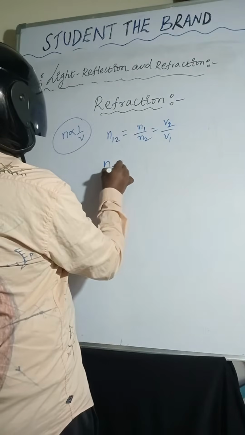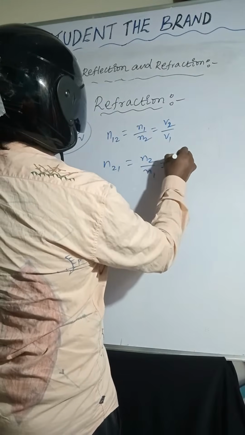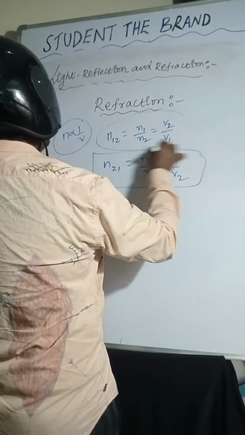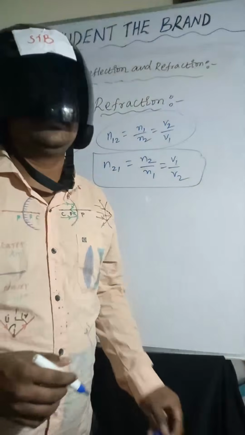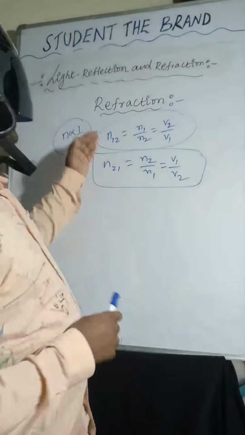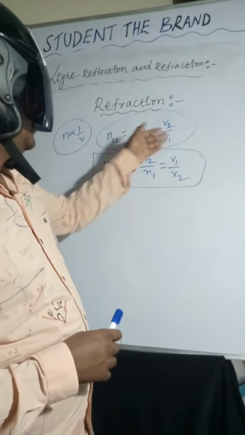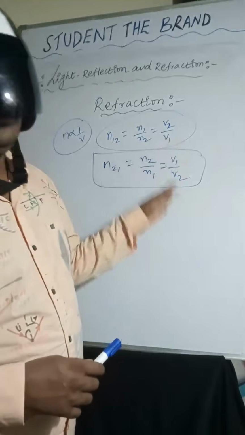So n21 equal to n2 by n1, which is nothing but v1 by v2. I hope it is very clear. Just check once. Here I am saying n12 equal to n1 by n2, that is v2 by v1. n21 equal to n2 by n1, that is equal to v1 by v2.